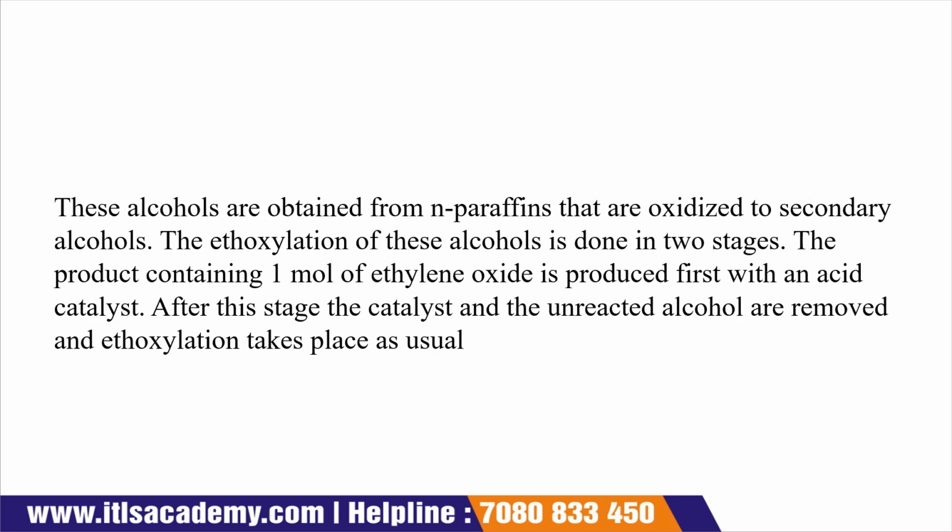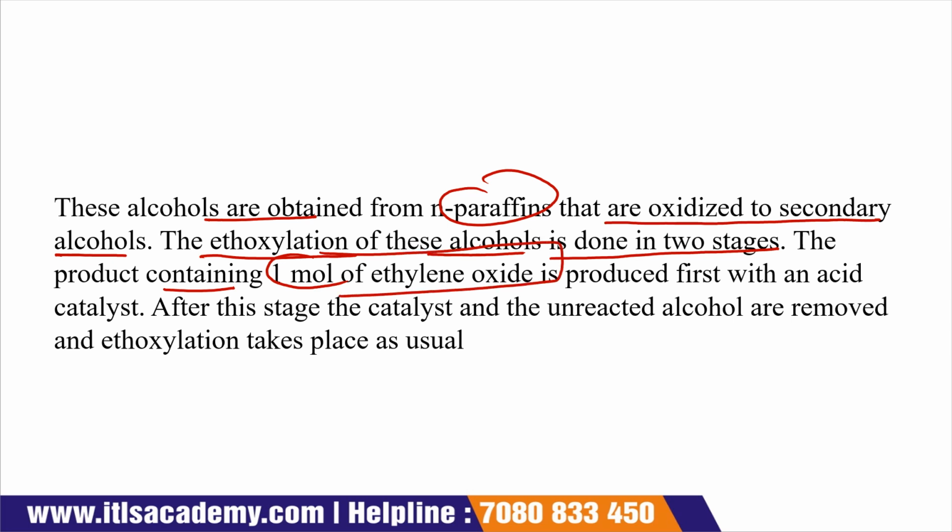These alcohols are obtained from N-paraffin, which is oxidized to a secondary alcohol, and the ethoxylation of these alcohols is done in two stages. The first product contains 1 mole of ethylene oxide, produced first with the help of an acid catalyst. After this stage the catalyst and the unreacted alcohol are removed, and ethoxylation takes place as usual.